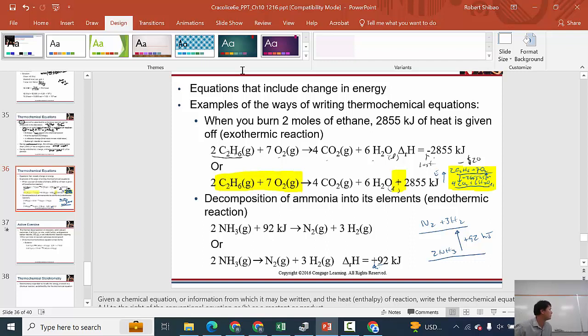All these are gases. So we can do stoichiometry with this because we just treat this as another product or another reactant. In this case, it's a reactant. In this case, it's a product.